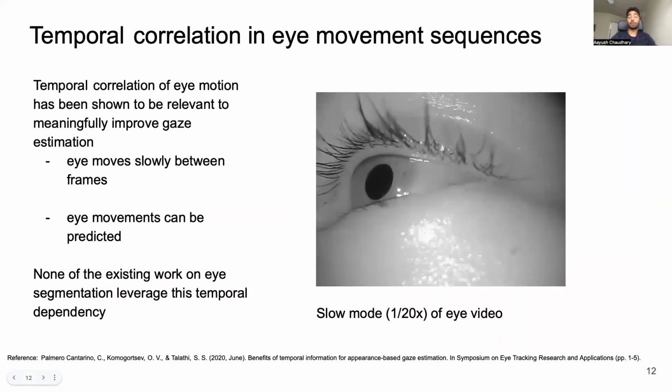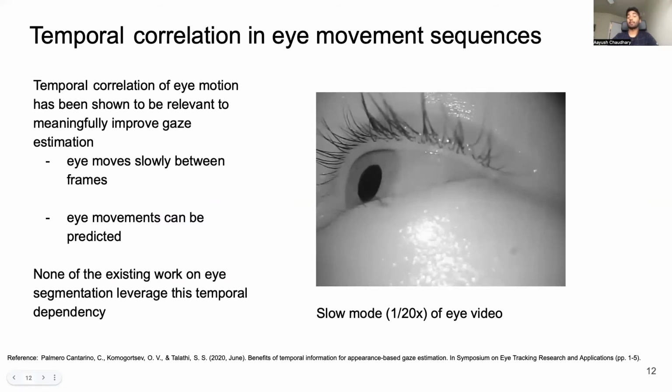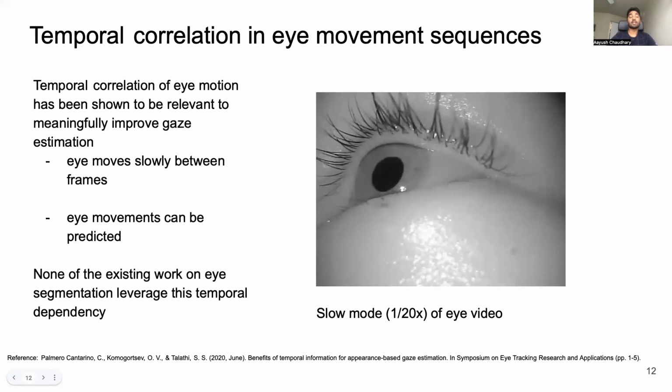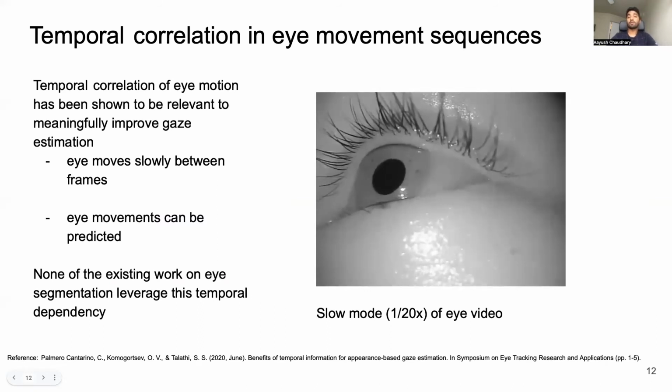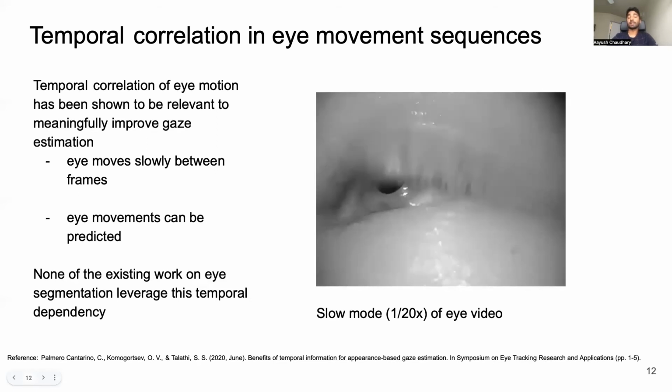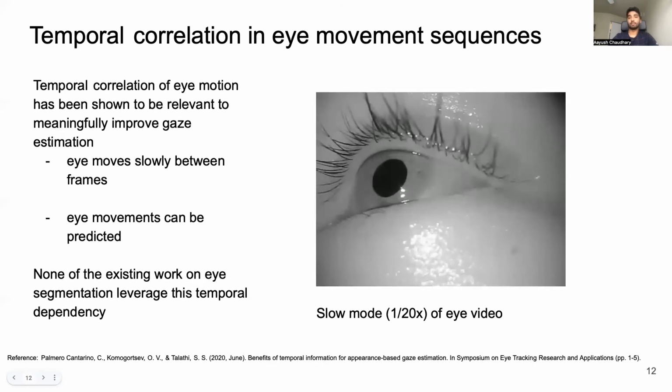Eyes go through different types of eye movements, such as fixations where the eye is stable, smooth pursuit where the eye moves slowly following an object of interest, and saccades, which are rapid eye movements. They follow certain dynamics, and it has been shown that the temporal dynamics can be predicted using gaze information. But there is no study that involves temporal correlation in the semantic segmentation framework. So the question is, can we use temporal information in the semantic segmentation framework to improve gaze estimation?